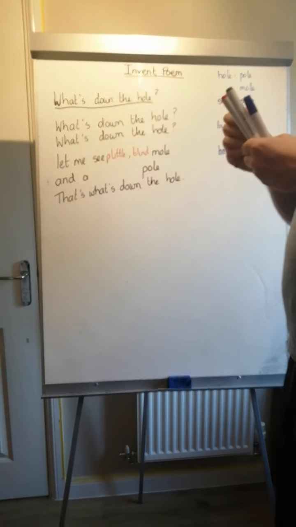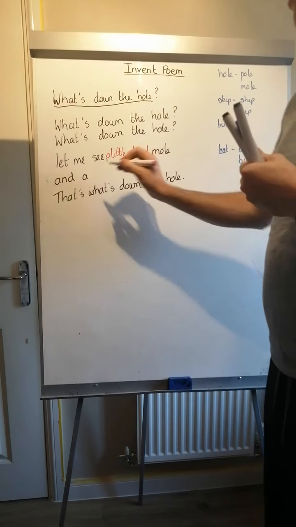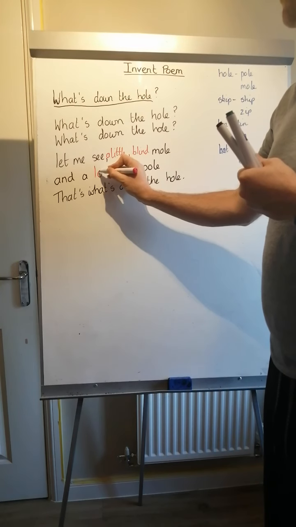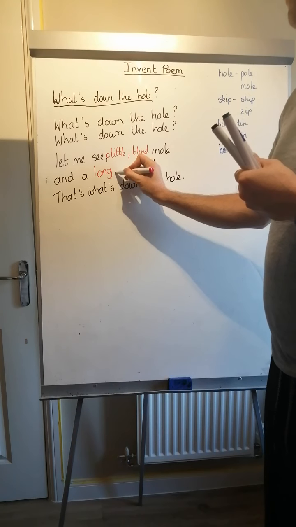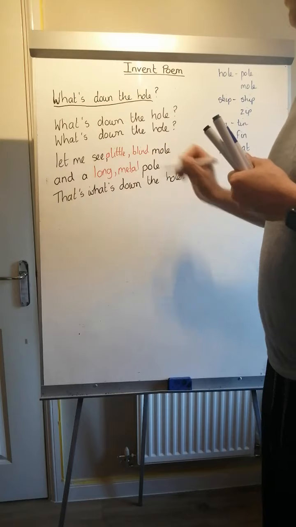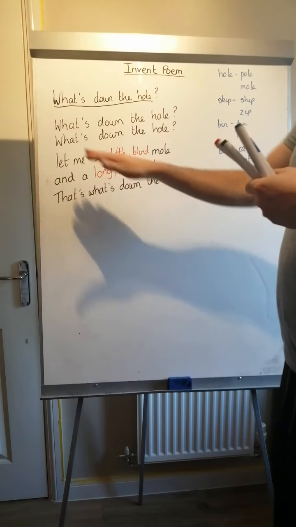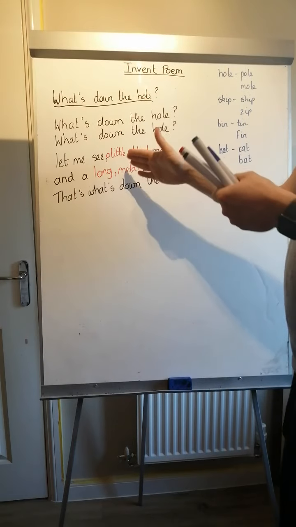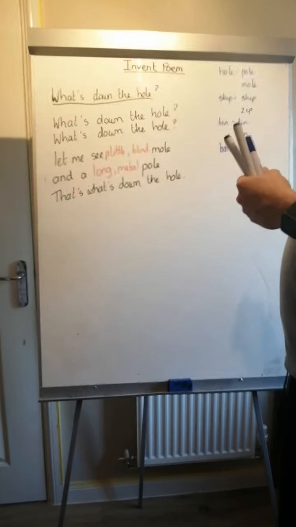Right, I need some adjectives now for pole. So I want to make it really interesting. So it's a long pole. And it's made of metal. A long metal pole. So repeat the verse again. What's down the hole? Let me see a little blind mole and a long metal pole. That's what's down the hole.